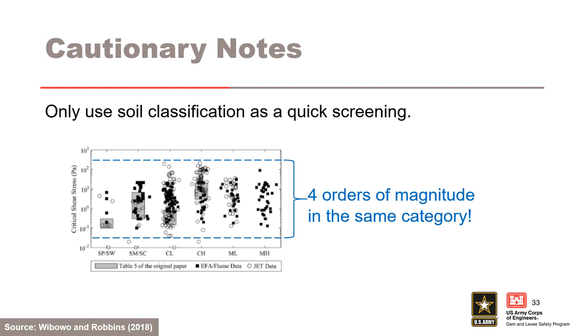On this slide, you see compilations of jet and whole erosion test and EFA test data for various soil categories. Many of these categories have four orders of magnitude range in the critical shear stress values measured within a single soil type. For these reasons, it's highly encouraged that you rely more on the correlations that are appropriate for the soil type you're making estimates for than categorical classifications of erosion properties.